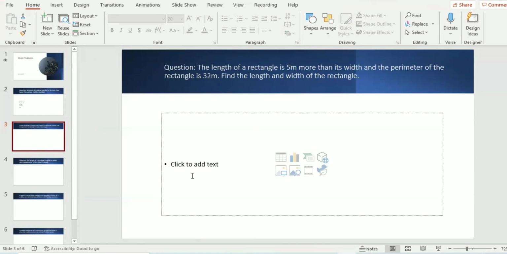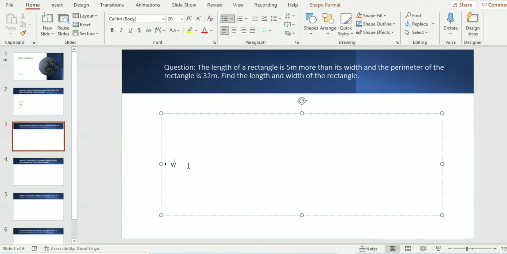the length is unknown, but it is said that the length of a rectangle is 5 meters more than its width. So let's assume that width is equal to x, as we don't know the width as well, and length is equal to 5 meters more, meaning whatever the value of x is, plus 5. And we have a perimeter of the rectangle which is 32. And we have to find the length and width of the rectangle.